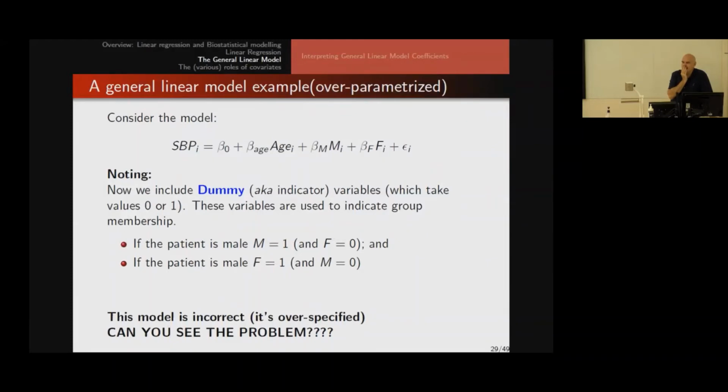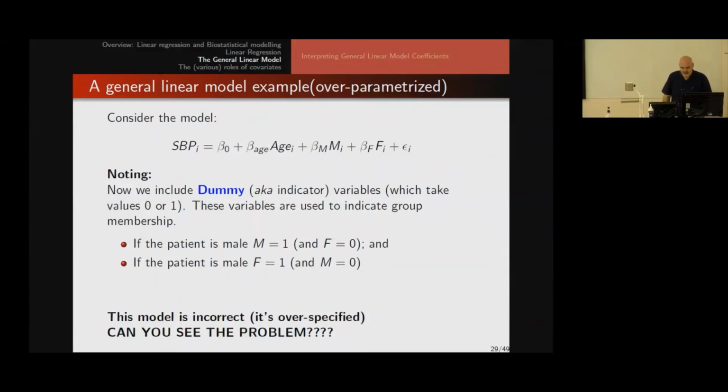Anything wrong with that model? That's exactly right. There's a redundancy there. If I am male, I am not female. And if I am female, I am not male. I don't need both of those variables. If I'm 1 for one, I must be 0 for the other. In other words, they are perfectly associated with each other. And that model's not going to work.